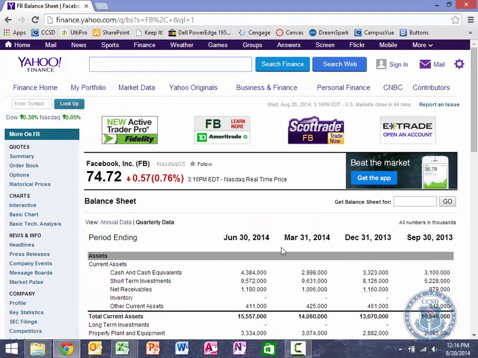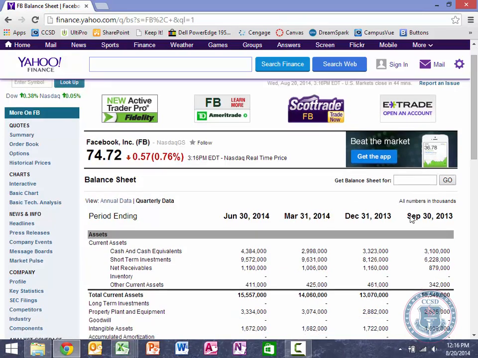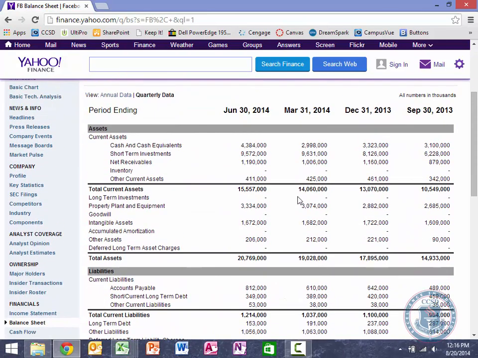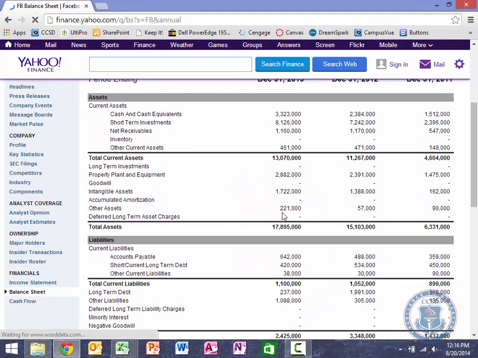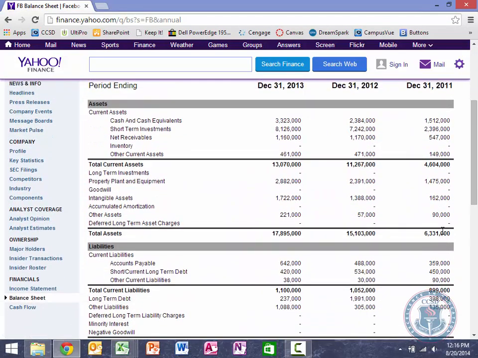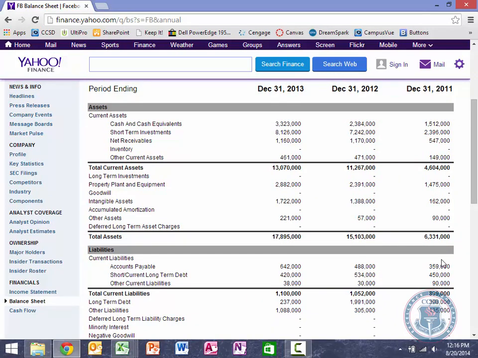Let's see. Is this in thousands? Yes. All numbers are in thousands. So in June, they reported, now this is quarterly, not yearly. I wonder if I can, oh, here we go, annual data. Here we go, year over year. So Facebook had $6 billion in assets, and now they have $18 billion in assets over 2 years.